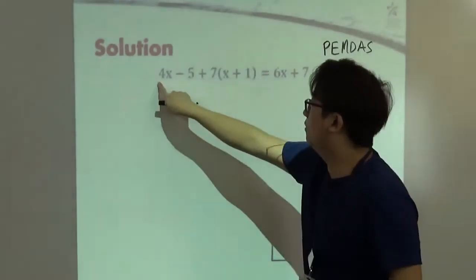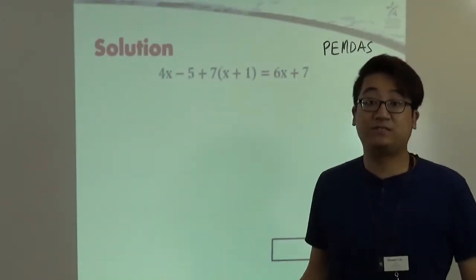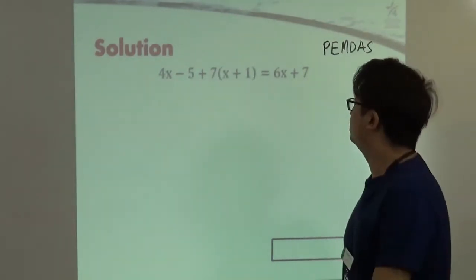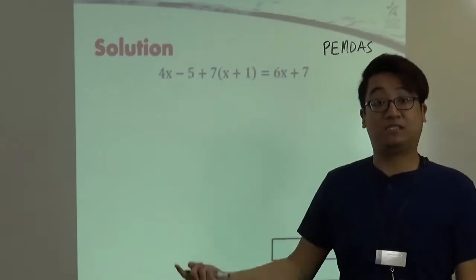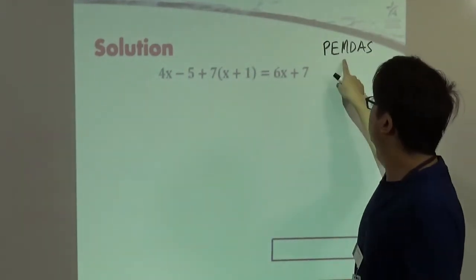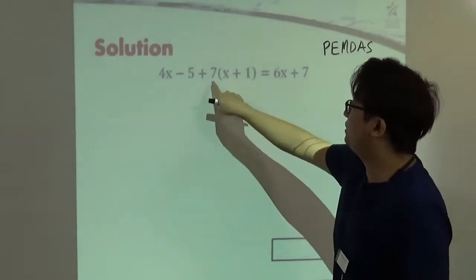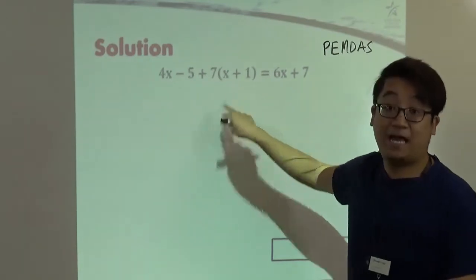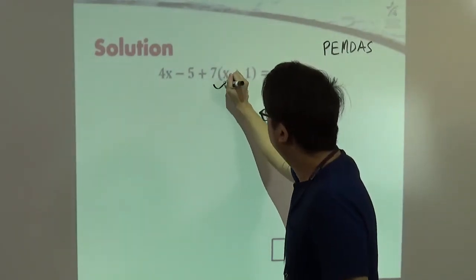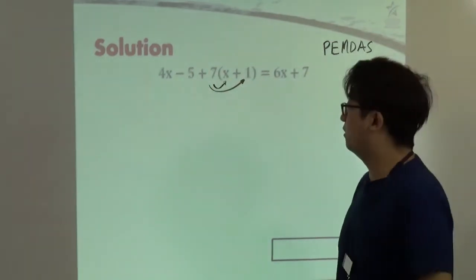So we look at our equation, and we see that we have parentheses here, right? We have x plus 1 in our parentheses. You can't add x plus 1, so we move on to E. E is exponents, but exponents are powers. In this case, we don't have any powers, so we move on to M, which is multiplying. We see we have multiplication because we have 7 times (x plus 1). So what we're going to do first is use the distributive law. We distribute the 7 to everything in our parentheses.